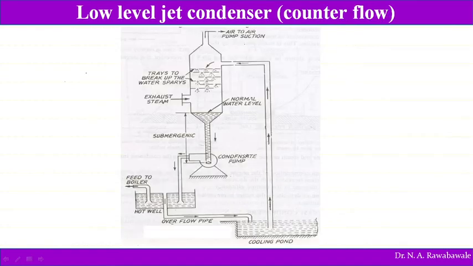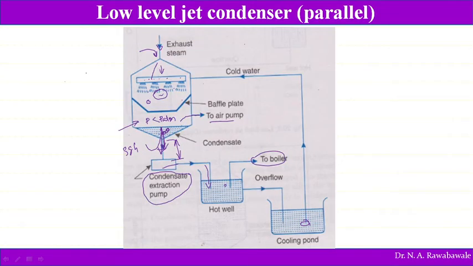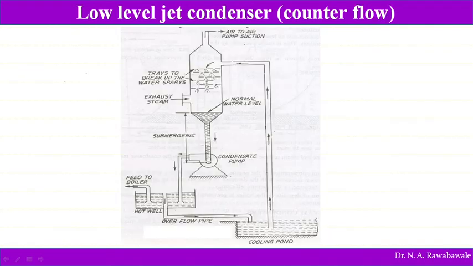Now next we will see the low level jet condenser, counter flow type. In the first case it was parallel flow. Parallel flow means steam is coming from the top, water is also coming from the top, and both are moving in the same direction. But in the second case, this is counter flow. Here steam enters from the bottom and moves in the upward direction, whereas the cooling water is sprayed from the top. These two mix together and the condensate is collected at the bottom of this condenser.